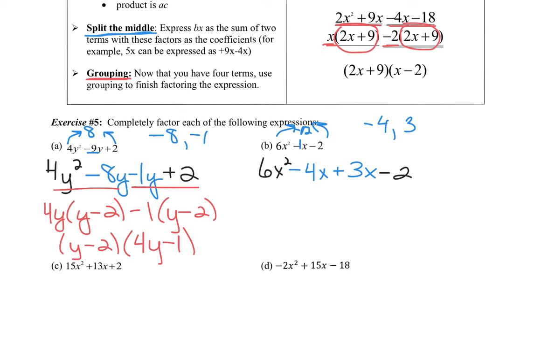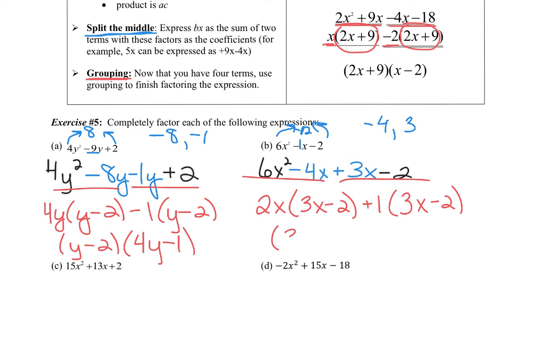Then we're going to go over to grouping. So group the first two, group the second two. Here my GCF is 2x. And then I'm going to have 3x minus 2. And here I have a common factor of 1 because we have to take something out. And again, the 3x minus 2. So then I get 3x minus 2 times 2x plus 1.